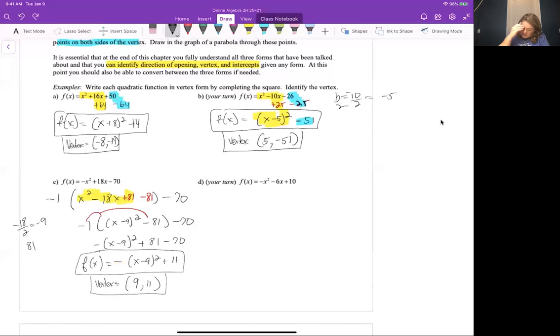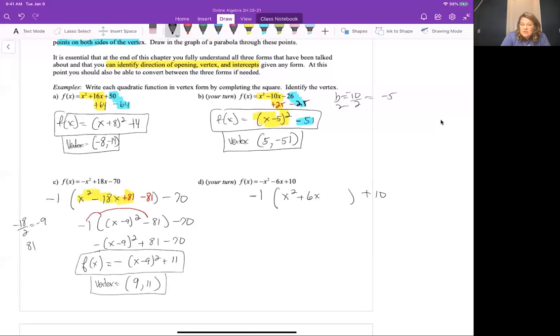Moving on. Want to try one yourself? Welcome back. Well, the first thing we need to do is pull off that -1. So we're going to factor that out. x squared plus 6x, give yourself some space, plus 10.